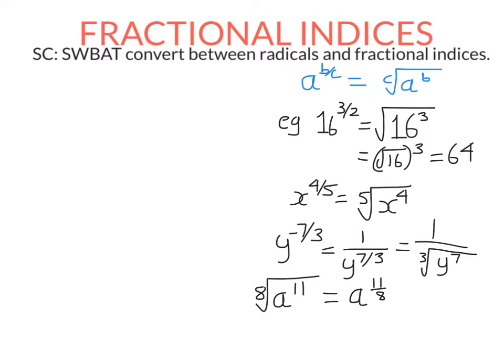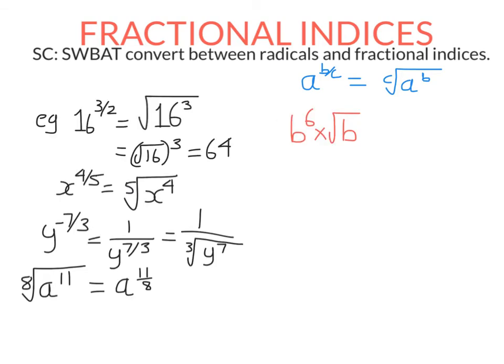Let's look at a couple of examples in which we're using fractional indices combined with other index laws. Let's say we're asked to simplify something like this in index form. Well, this is in index form, but this isn't. To change this into index form, we need it as b to the power of something. The square root of b is just b to the power of a half, just like cube root is something to the power of a third, and so on. The index law we need here tells us if we multiply the bases, we add the powers. So we just add 6 and a half, and then you get b to the power of 13 over 2. And that's all there is to it.